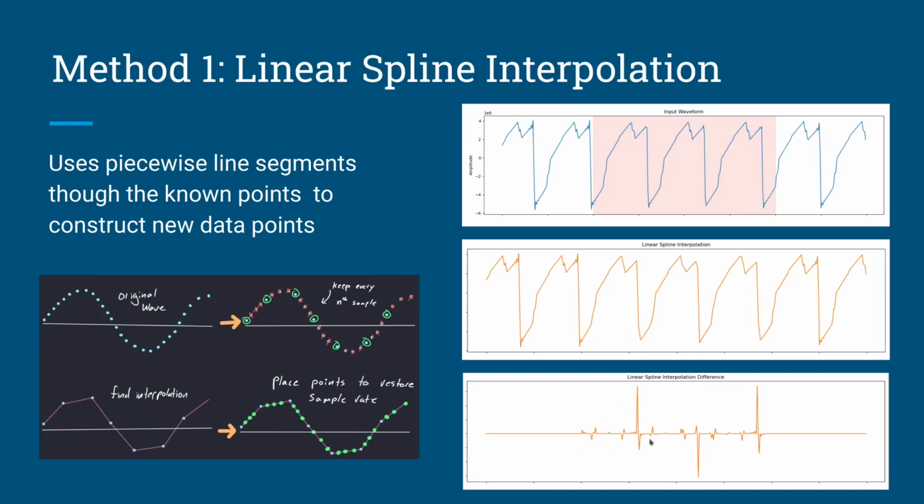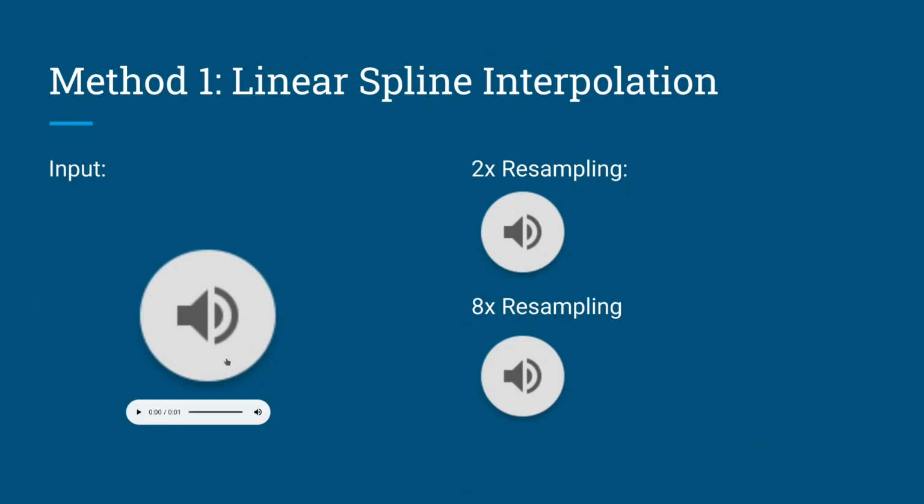Otherwise, this is just a difference between the input and output wave, and as you can see, that difference is actually relatively minimal. So let's go ahead and hear how this performed. We used 8-bit inputs for showing these in the slides, so the audio is not going to be that great to begin with, but here is the 8-bit linear spline interpolation input wave.